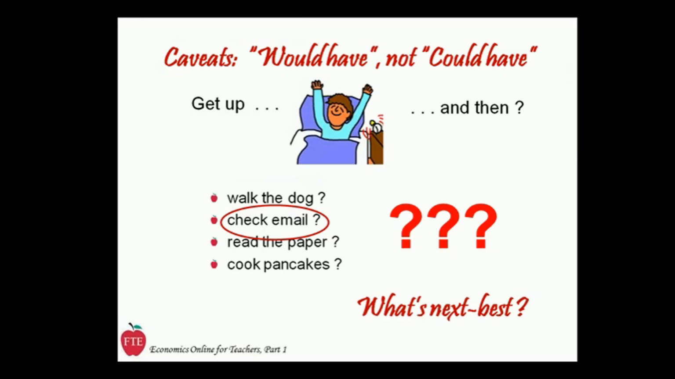Answer? You don't know. Because although you know what I could have done if I hadn't checked my email, you don't know what I would have done because you don't know how I prioritize the other alternatives. Opportunity cost isn't all the opportunities you didn't take. It's only the next best one, the one you would have done.